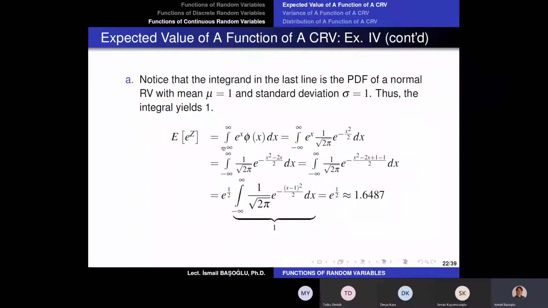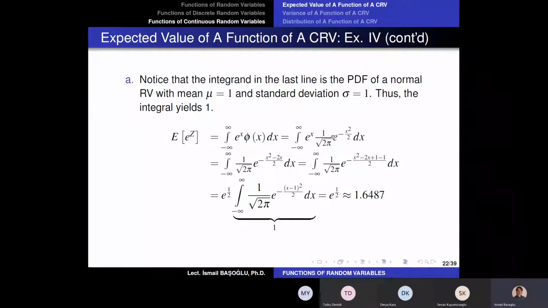We are going to calculate that integral from minus infinity to plus infinity. Why? Because if you remember, a normal random variable can take any real value from minus infinity to plus infinity. So this is the integral that we are supposed to calculate for this question. Now, you see e to the power x, and we have e to the power minus x square over 2.